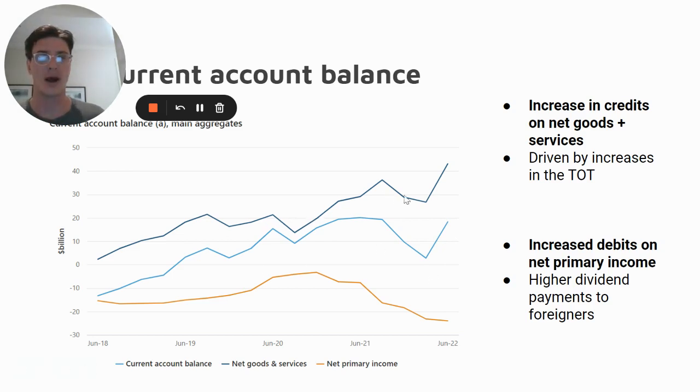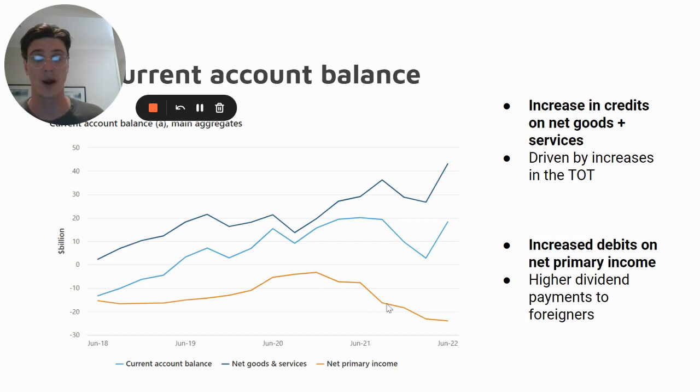And it's been driven by an increase in the net goods and net services balance. Okay, remember, credits minus debits. And that's related to what I just mentioned before, which is the increase in natural gas prices and coal prices. So that leads to, for any given quantity, an increase in the value of those credits on net goods, and net goods, not net services.